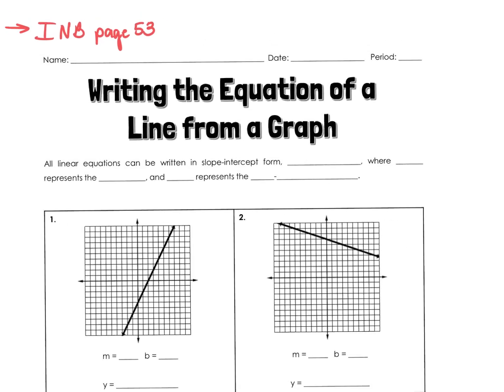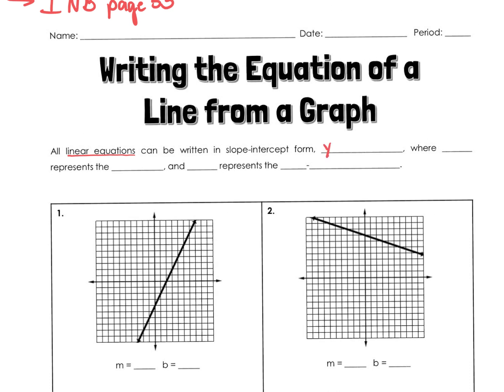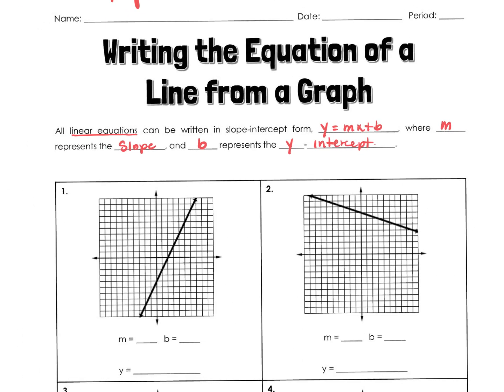All right, we know that all linear equations can be written in the slope-intercept form y equals mx plus b, where m is the slope and b represents the y-intercept. We know that m equals the change in y's over the change in x, which is the rise over the run.